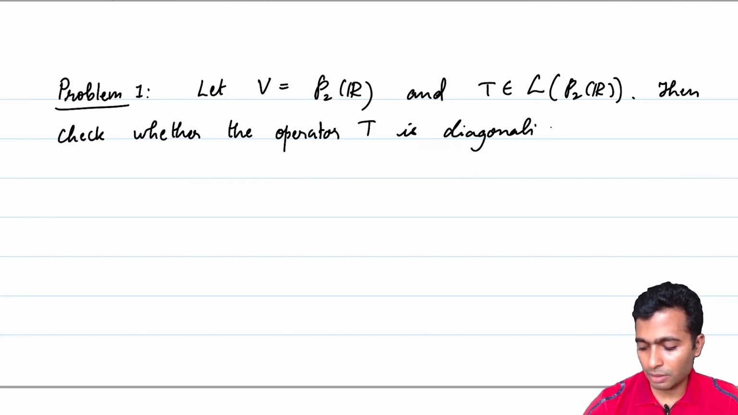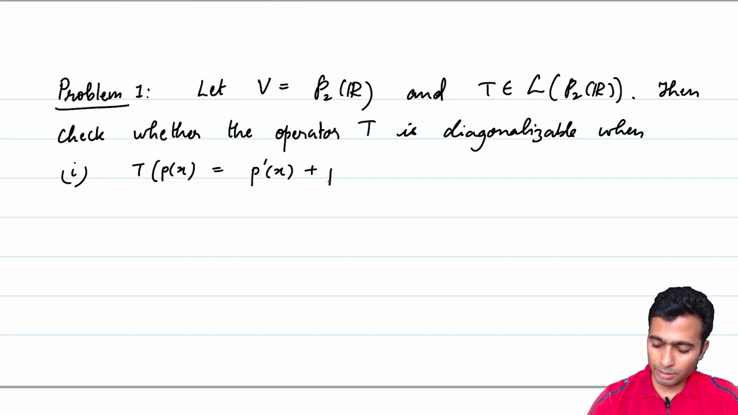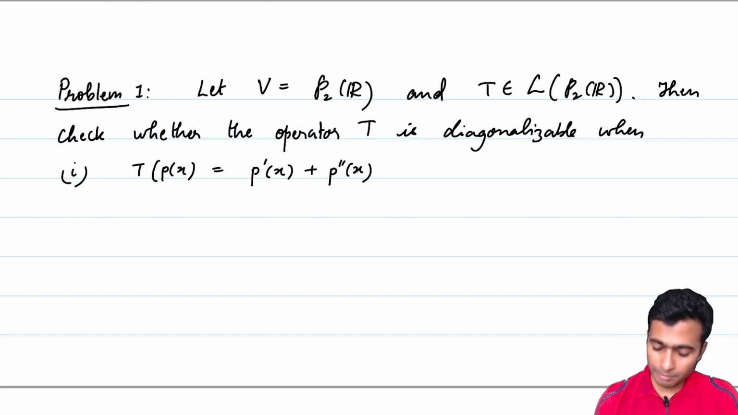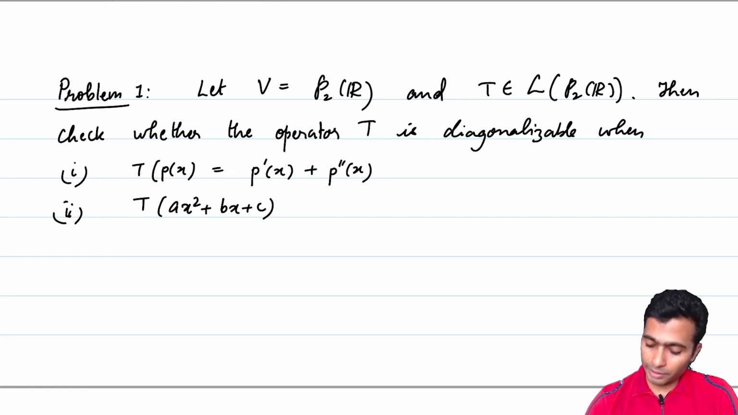It's diagonalizable when, so let's see, one is when T of, say, P of x is equal to P prime of x plus P double prime of x. P is sent to P prime plus P double prime. The second is, let's take some generic polynomial. It will look like ax square plus bx plus c. This polynomial is sent to, by definition, cx square plus bx plus a.